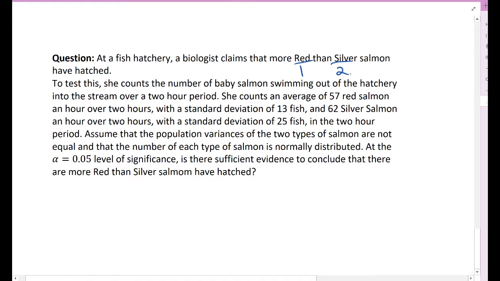So come over here to the last sentence. Is there sufficient evidence to conclude that there are more reds than silver salmon? We're trying to determine if mu1, the mean amount of red salmon, is more than mu2, the mean amount of silver salmon. So mu1 is greater than mu2. This is what we're testing, our alternative hypothesis. The null hypothesis, on the other hand, is mu1 equals mu2.